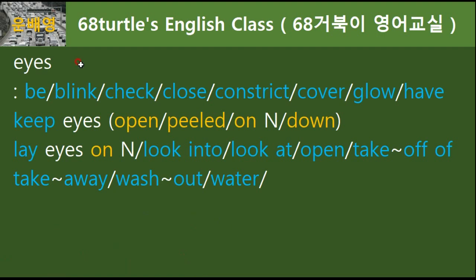이번 영상에서는 우리 신체의 eyes, 눈을 가운데 두고 같이 어울리는 표현들을 한번 살펴보았는데요. 그렇게 어려운 단어들은 없었습니다. 깜빡이다의 blink, 수축되다의 constrict, 형광빛처럼 빛나다의 glow, 그리고 눈의 껍질을 벗긴 채 잘 보고 있으라라고 하는 keep eyes peeled, 이런 게 조금 어려웠죠. 그리고 시선을 놓다라고 하는 lay eyes on, 무엇을 보다라는 뜻으로 쓰였고요. 그리고 눈물이 줄줄 흐른다의 water, 몇 개의 단어를 제외하고는 대부분 다 아는 단어들이었죠.